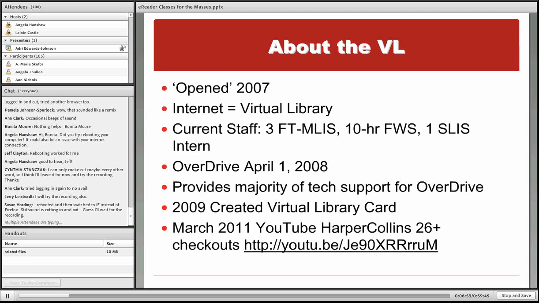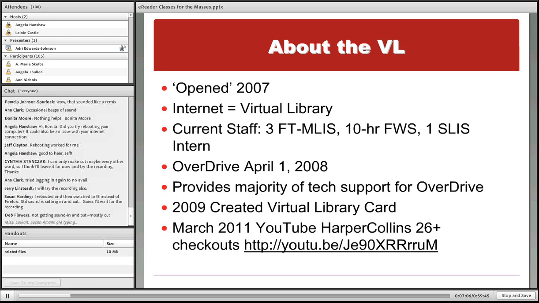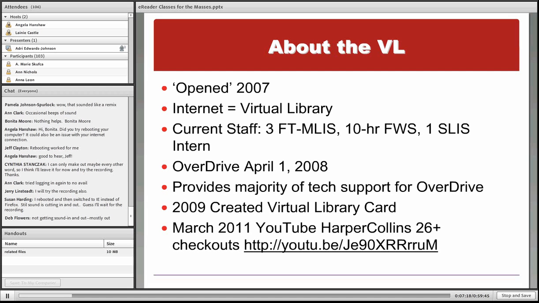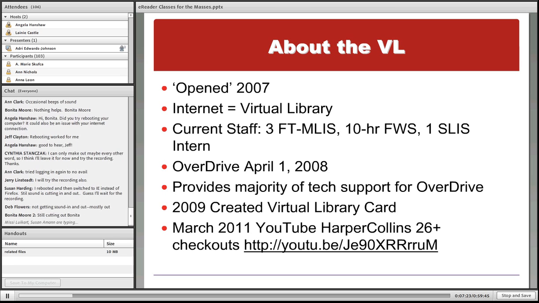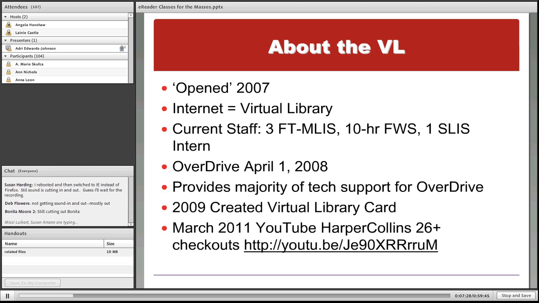About the virtual library, we opened in 2007. I was hired on at the end of 2006, and we did a massive website redesign. And the virtual library for a Pioneer library system, basically, if it's connected to the internet, if staff or public access it via the internet, then the virtual library is involved. That includes our public website, as well as our staff intranet, our social networking. All of that is coordinated through the virtual library.